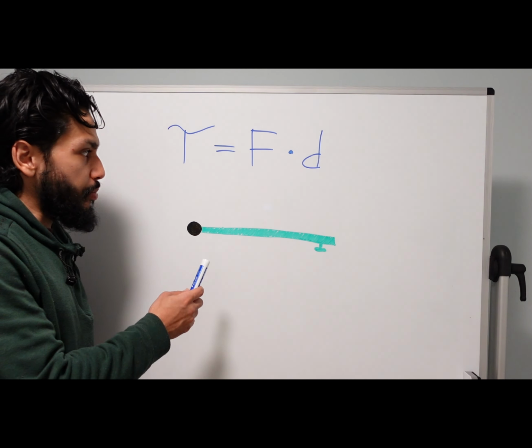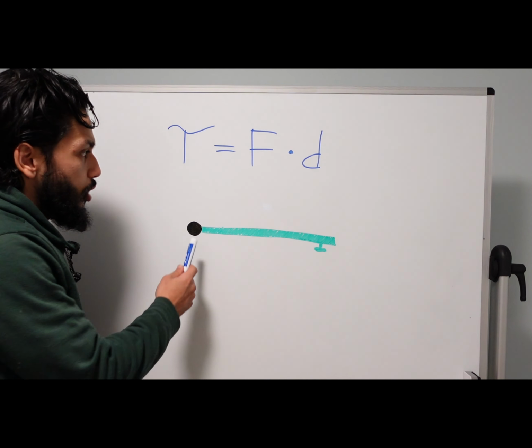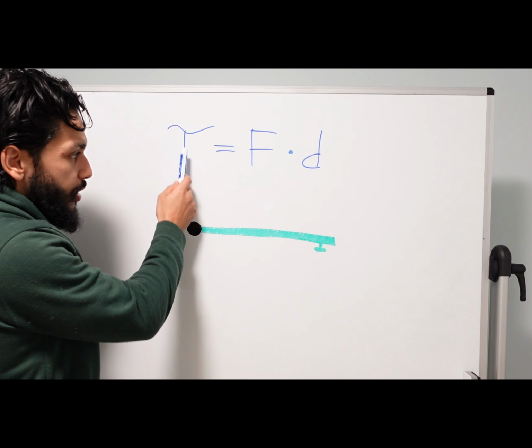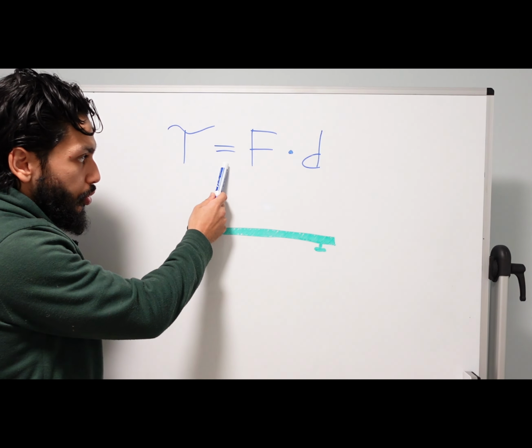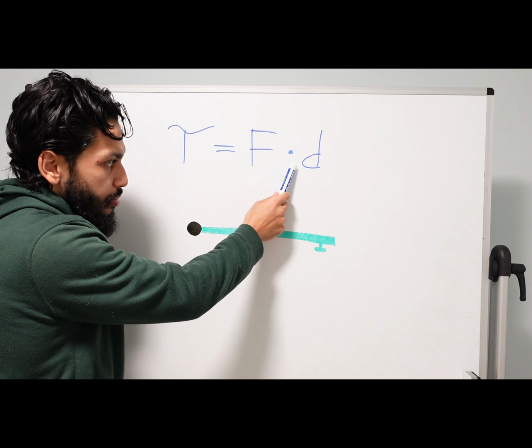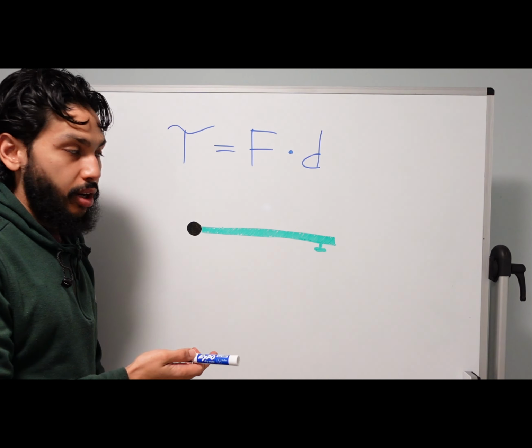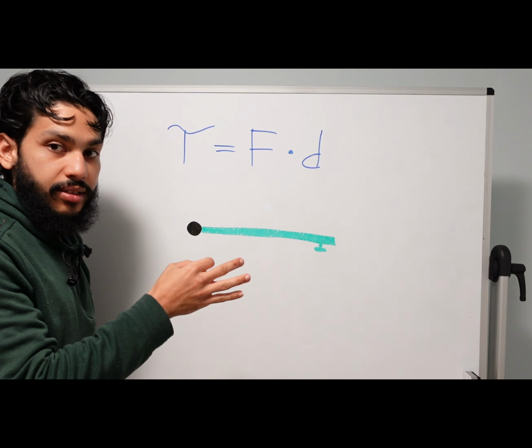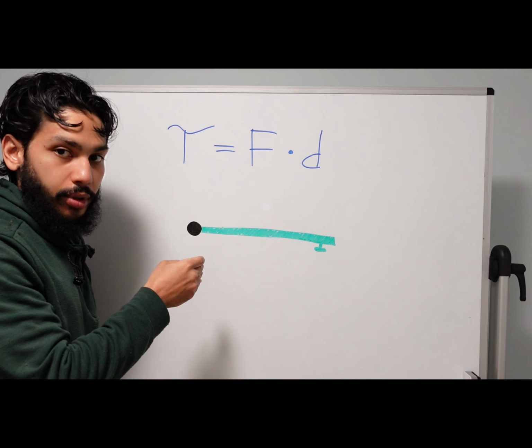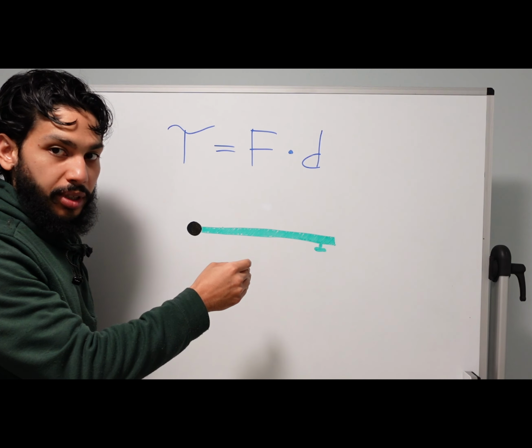Now that may or may not make sense, so let's discuss it a bit further. Here we have the mathematical formula for torque. So torque, which is this fancy T right here, equals force times distance. Now, which distance are we talking about? We're talking about the distance from the axis of rotation to where the force is being applied.